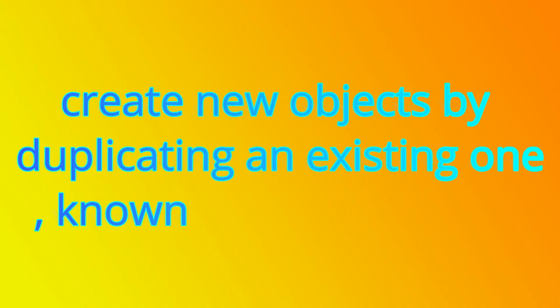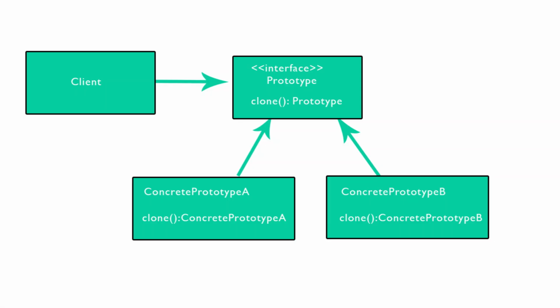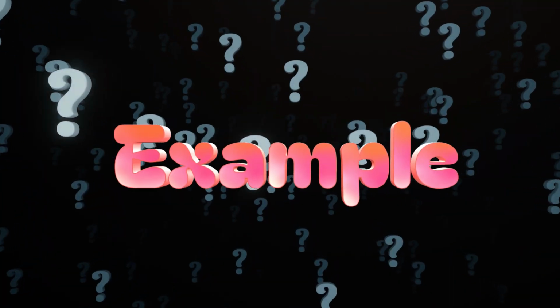Before we dive into the code, let's grasp the essence of the prototype design pattern. It allows us to create new objects by duplicating an existing one, known as the prototype. This pattern is all about efficient object creation through cloning. To illustrate the prototype pattern, we'll design a customizable robot that can be effortlessly duplicated.